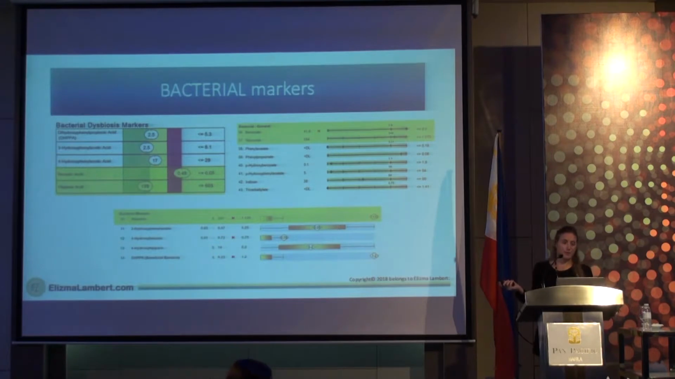And so here are just three different results from two different labs. So we've got the Genova Nutreval, no, I think that's the Metametrix organics one, and then that's the Great Plains one. But this is just to show you it's the same markers. It looks different, but it is just the same.